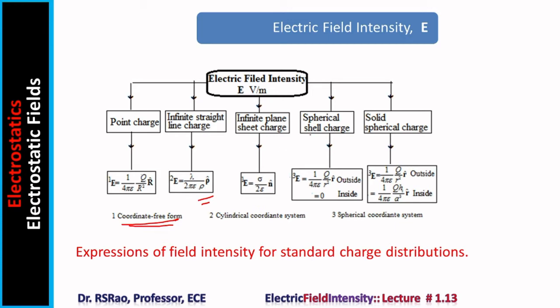For spherical shell charge and solid spherical charge, field intensity E is 1 by 4 pi epsilon Q by R square R cap outside. Inside it is 0 as far as the shell charge is concerned. For the solid charge, E equal to 1 by 4 pi epsilon Q by R square R cap outside. Inside it is 1 by 4 pi epsilon Q r by a cube. One can notice easily that these two expressions are in spherical coordinate system.